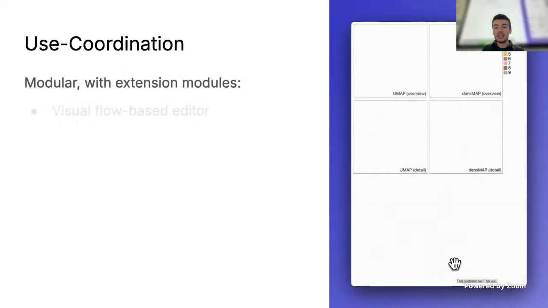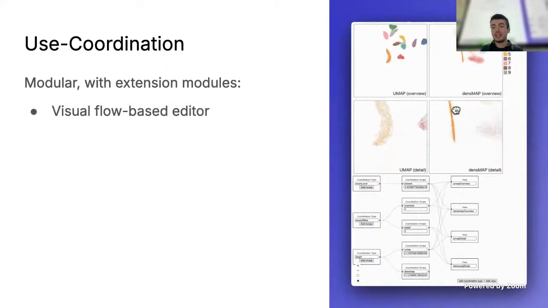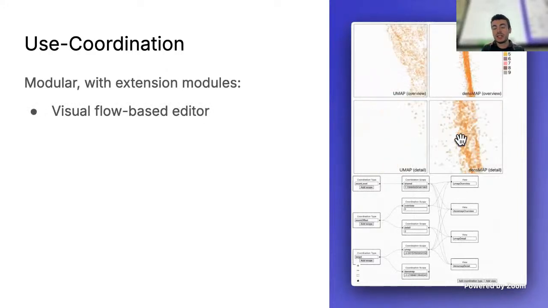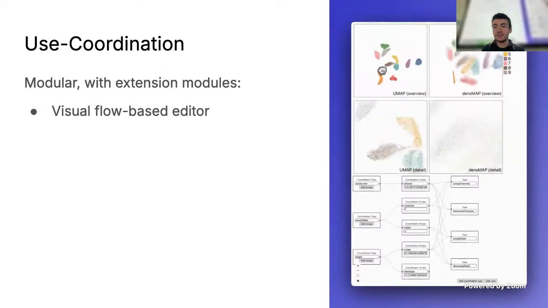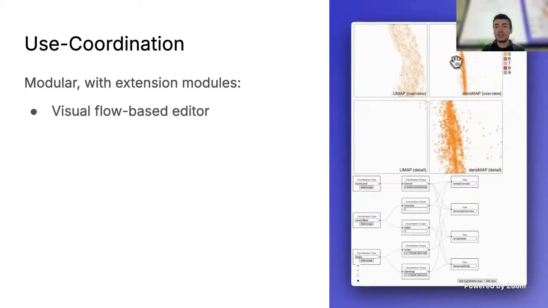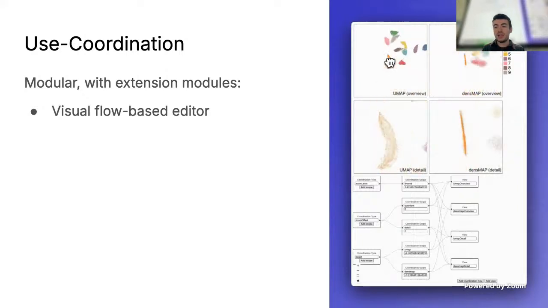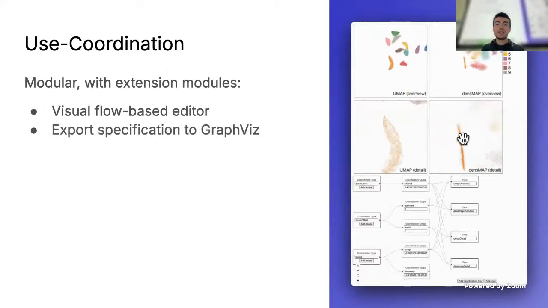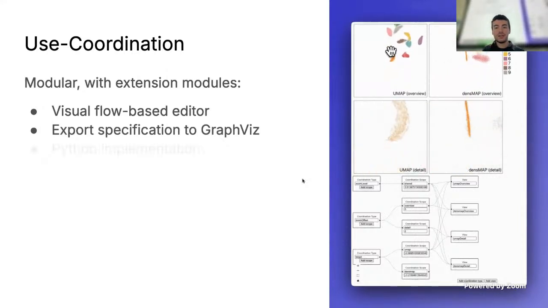And so we extend this also, we show that this declarative approach lends itself to extensions like this visual editor that you see here in the bottom right. So using that flow-based diagram, we can dynamically change which scatter plots are coordinated together. So we can, for example, set all of the pan interactions to be linked together. We can also have another extension, which is to export the specification to GraphViz.